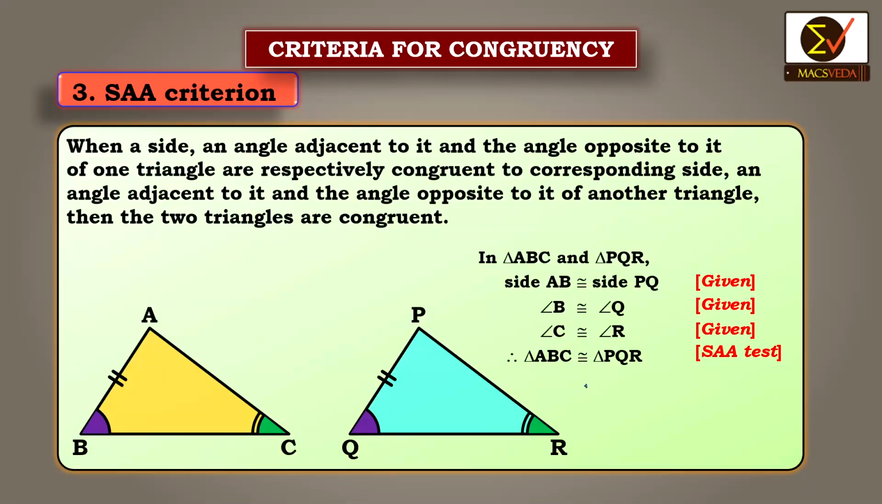Automatically the other sides, that is BC is equal to QR, AC is equal to PR, and angle A is equal to angle P. So if these three conditions are satisfied, automatically the other three conditions of congruency are also satisfied.